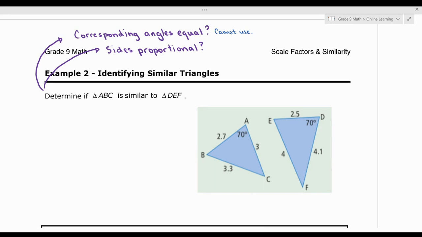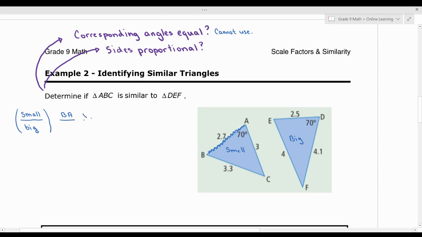It doesn't matter, I don't know. Maybe I'll call this one, which kind of looks smaller, small, and this one big. I'm going to put the small on top this time. So small, comparing that to big. Okay, and just pick a point. This time, maybe I'll start with the smallest side. So if I look at the small triangle, I have B to A, which is the shortest side, it's 2.7. So I'm going to go from B to A.